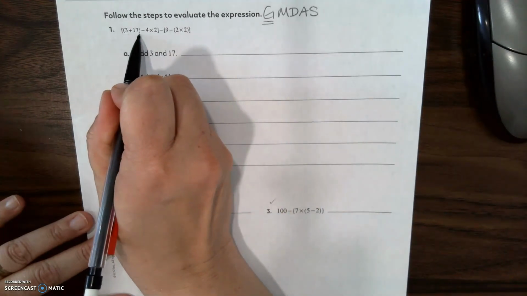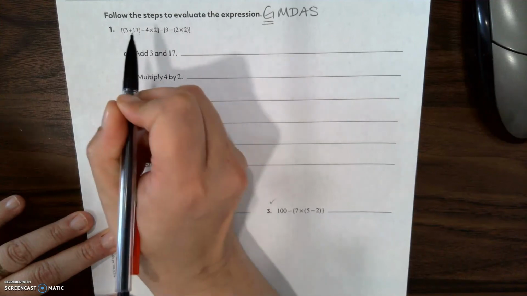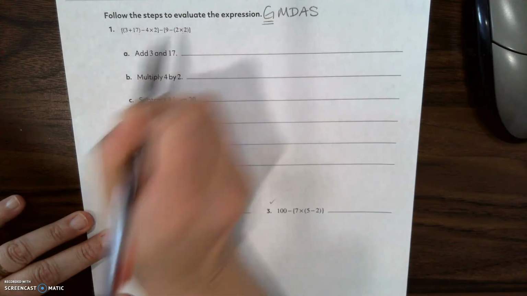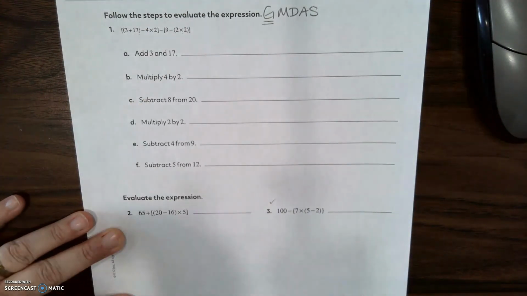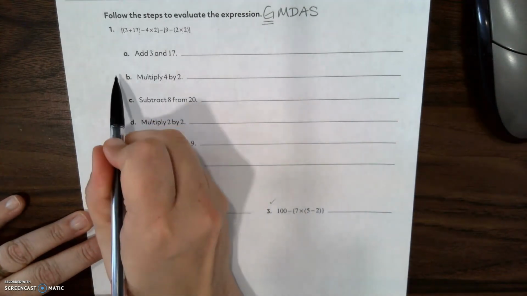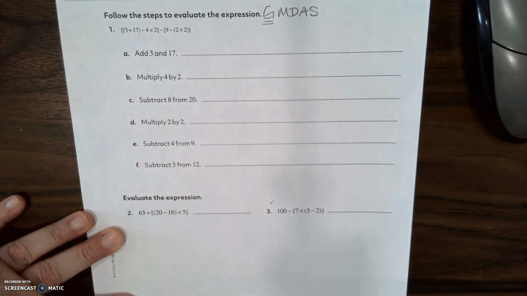I have parentheses here. I have brackets here. I've got all sorts of things. And so let's look and see. It's going to talk us through step by step on how we want to do this. So let's solve this together.